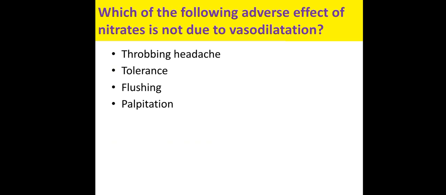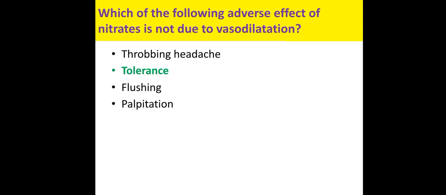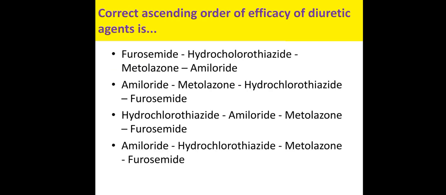Adverse effects of the nitrates not due to vasodilatation. You all know that nitrates cause coronary vasodilatation as well as peripheral vasodilatation, and because of the vasodilatation there is a throbbing headache and flushing. Because of the vasodilatation there is also reflex tachycardia, so palpitation is also there, but tolerance is not due to the vasodilatation. So the correct option is tolerance.